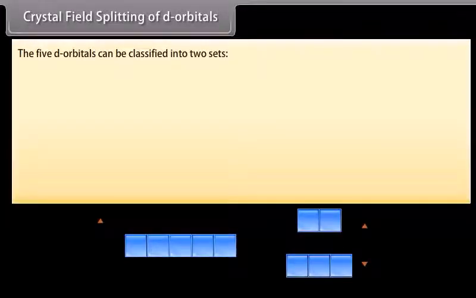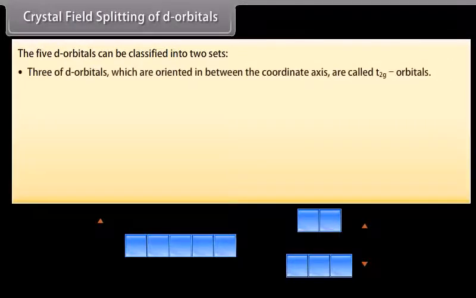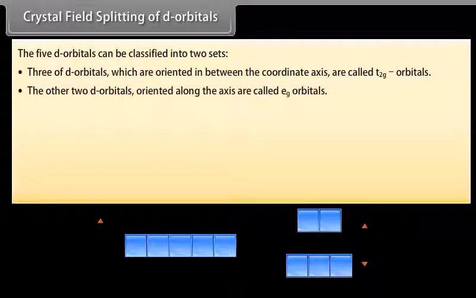Crystal field splitting of d orbitals. The 5 d orbitals can be classified into two sets. 3 of the d orbitals, which are oriented in between the coordinate axes, are called t2g orbitals. The other 2 d orbitals, oriented along the axes, are called eg orbitals.